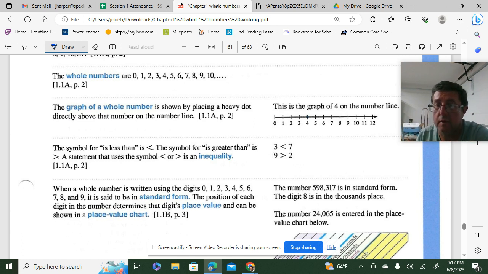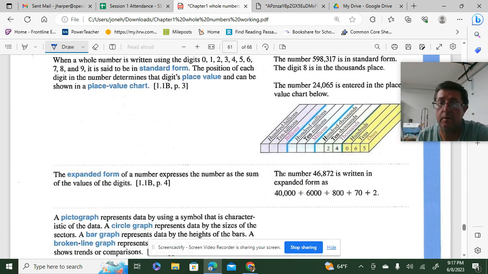So this says this is the graph of 4 on the number line. So number 4, it's got it kind of darkened right there. You can darken it a little bit more. Okay, and you're doing greater than, less than. Again, here you're doing 24, then you'd have a comma here, where you would say thousands. Then you would have 0 in the hundreds, so you'd ignore the hundreds, and you would say 65.